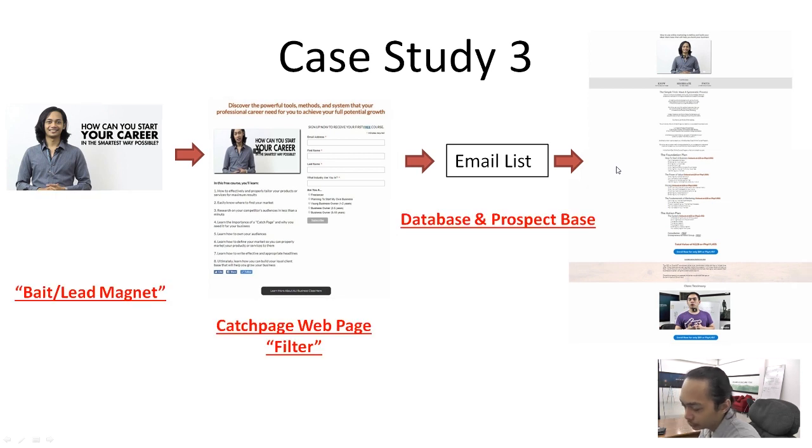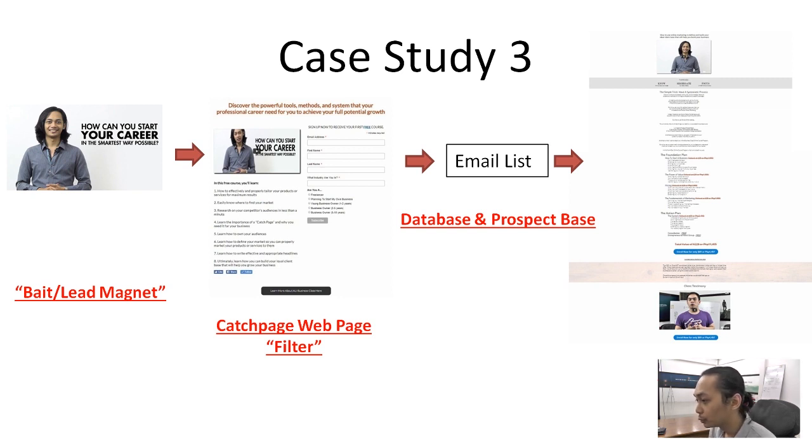So looking back again, the first one is the bait and the lead magnet. The second is the catch page, web page, or also the filter, because this is where we filter out only those who are really interested. Because in the bait and the lead magnet, a lot of people would click on the link, but once they have landed on the landing page, it's not always, most of the time, that they will sign up, because they might realize that they are not interested, or this is not the thing for them, which is okay.